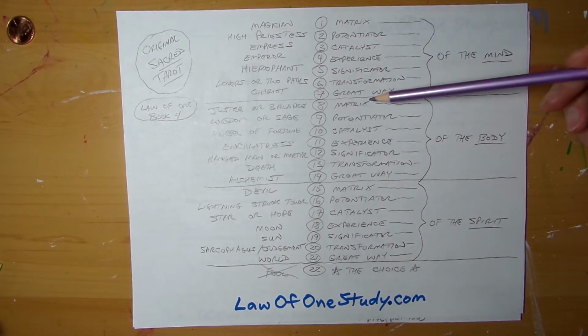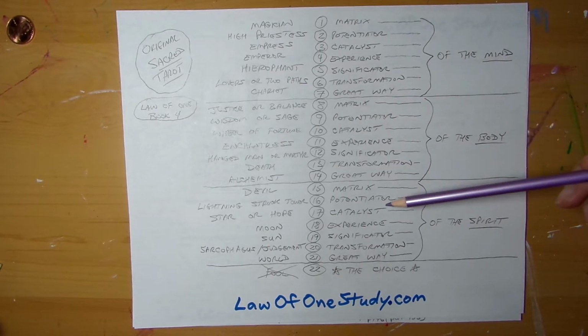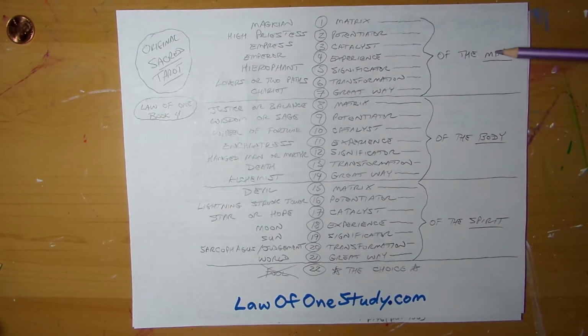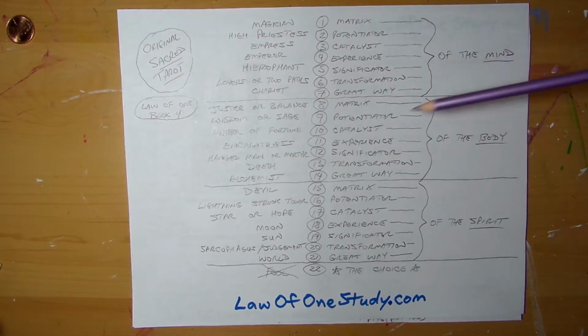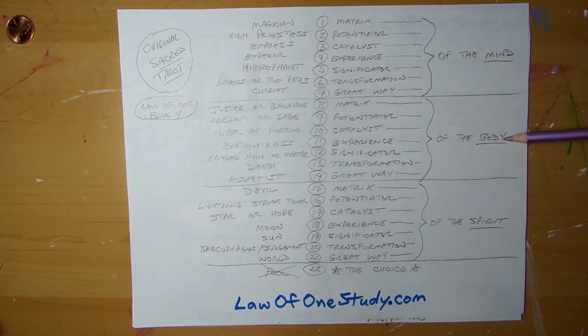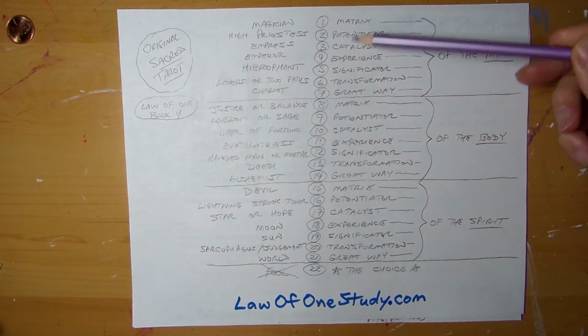So matrix through great way repeats again. Matrix through great way, matrix through great way. So you have the mind, the body, the spirit. It's the matrix of the mind. Number 8, matrix of the body. Number 15, matrix of the spirit. And it just repeats those 7.